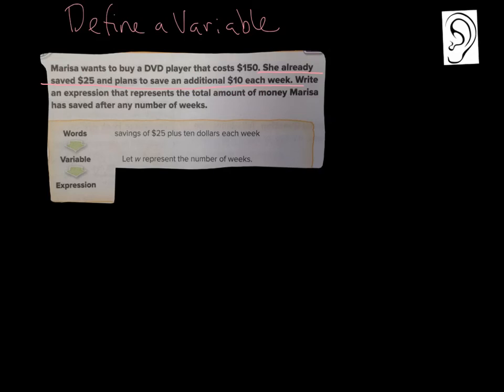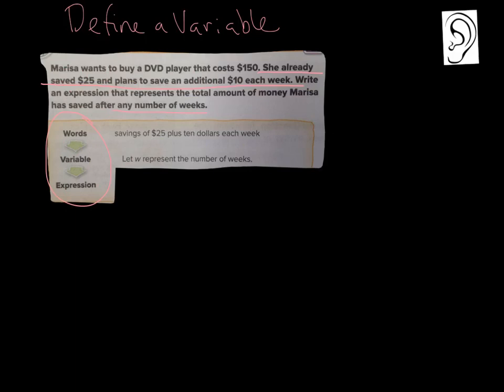First of all, we have this nice little segment where we go from words to a variable to finally an expression. You see that I cut out the expression so we can solve that together. The words that describe this are a savings of $25 plus $10 each week, because we're saving $25 and an additional $10 per week. Then we need to know what's unknown. That's our process in defining a variable. What is unknown is how many weeks we're going to be working. So write an expression for her savings after any number of weeks. This is a key indicator too: any number of weeks.